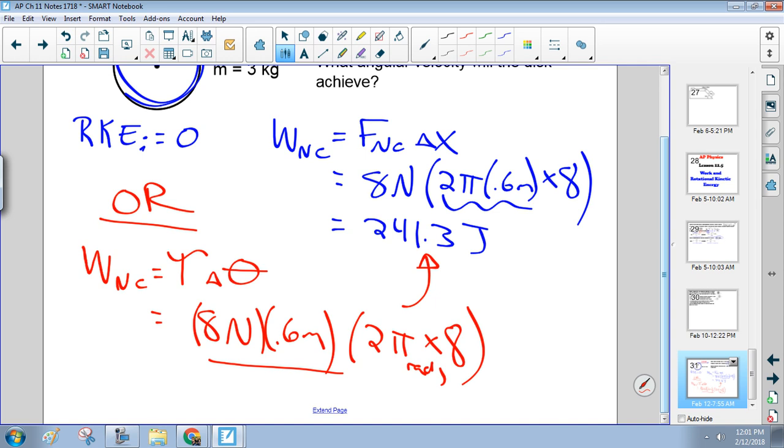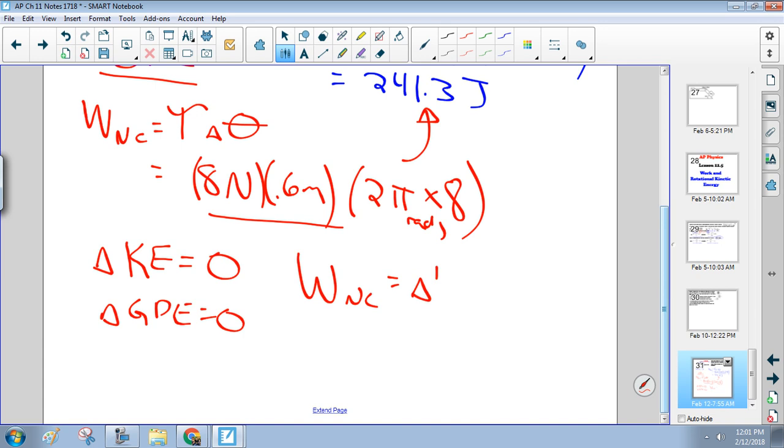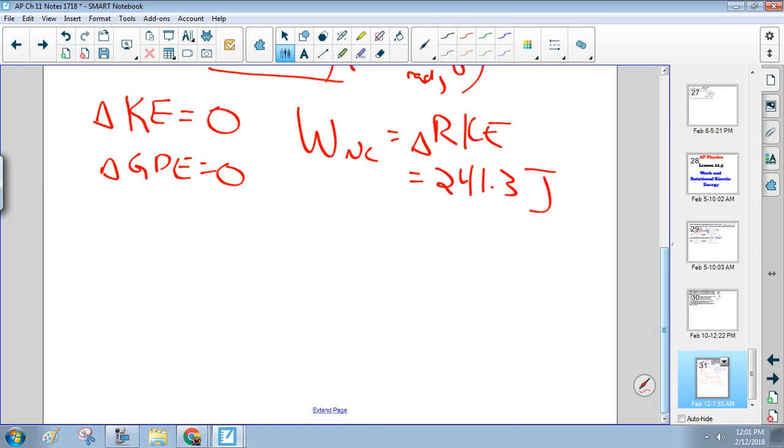Okay, all right, so what is this accomplishing? Well, let's see. Causing that wheel to rotate is not going to change the linear kinetic energy. It's not going to change the GPE, right? So that means that the work done by that non-conservative force must be a change in RKE, right? So 241.3 joules is our change in RKE. And since we began at 0, that means that our RKE final must be 241.3 joules, right?